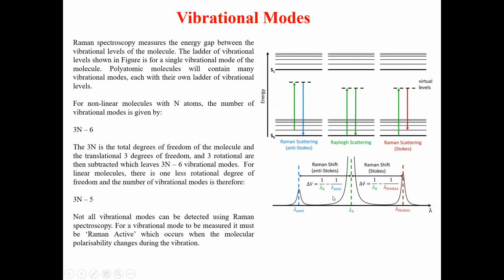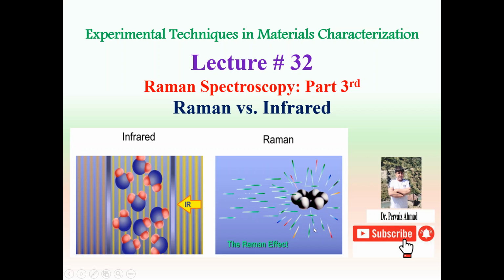But along with that, you should also remember that not all the vibration modes can be detected using Raman spectroscopy. So for a vibrational mode to be measured, it must be Raman active, which occurs when the molecular polarizability changes during the vibration. So that's all we have for this lecture.